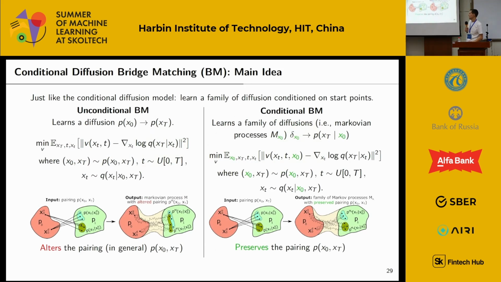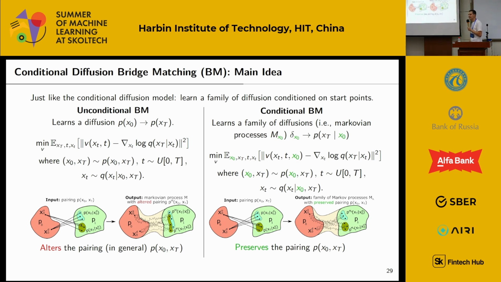So what is conditional bridge matching? Let's recall what unconditional bridge matching is. Let's talk about this projection in forward time just for simplicity, because you can also do it in backward time, but to begin with, let's talk about forward time. So if you have unconditional bridge matching, what does it learn? It learns the diffusion between two distributions. It takes as input some coupling and learns a new diffusion, which may alter this coupling, by the way. So if your initial coupling was of this kind, when you do bridge matching, you may obtain something which is different.